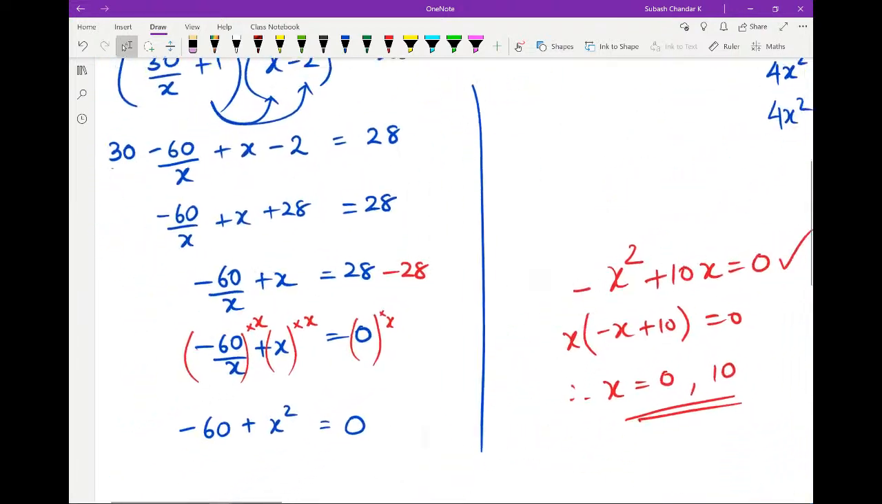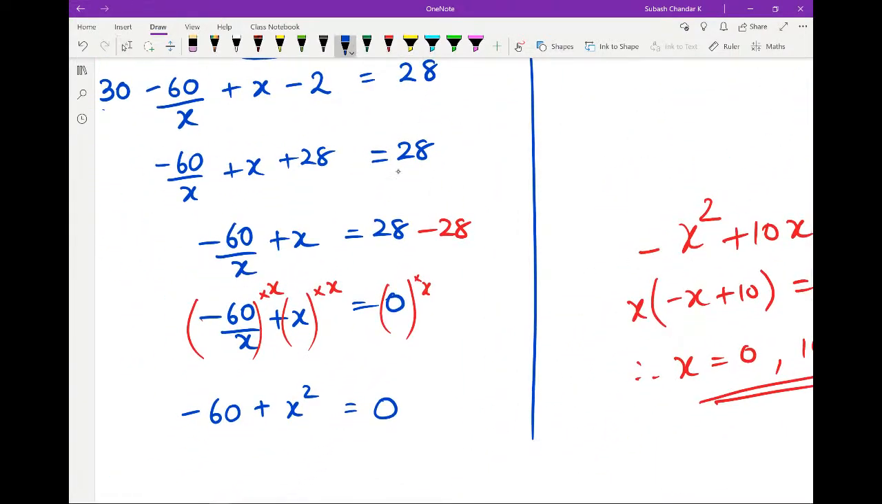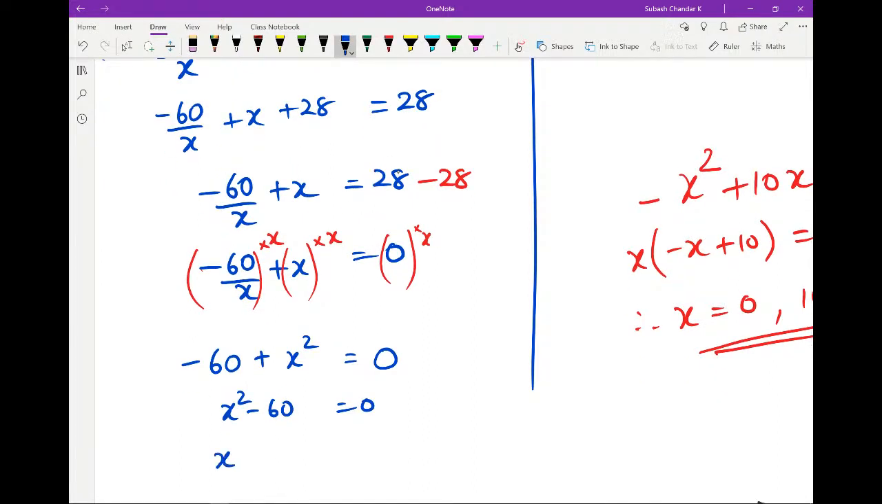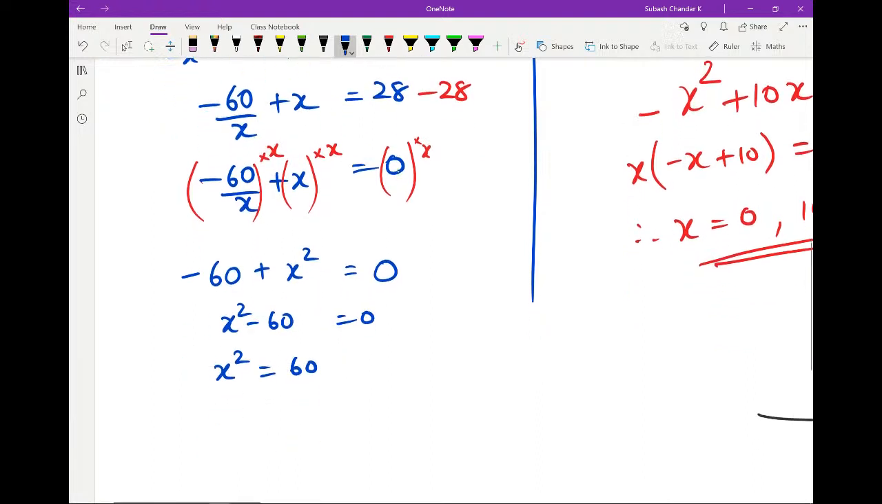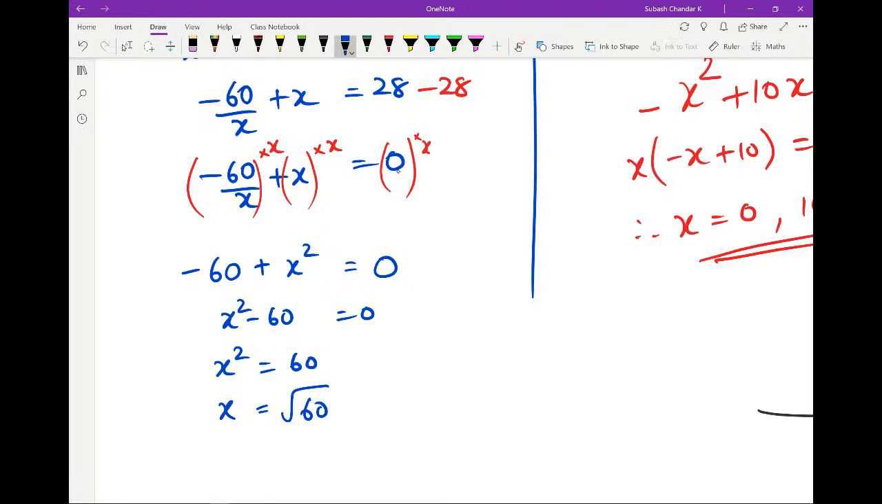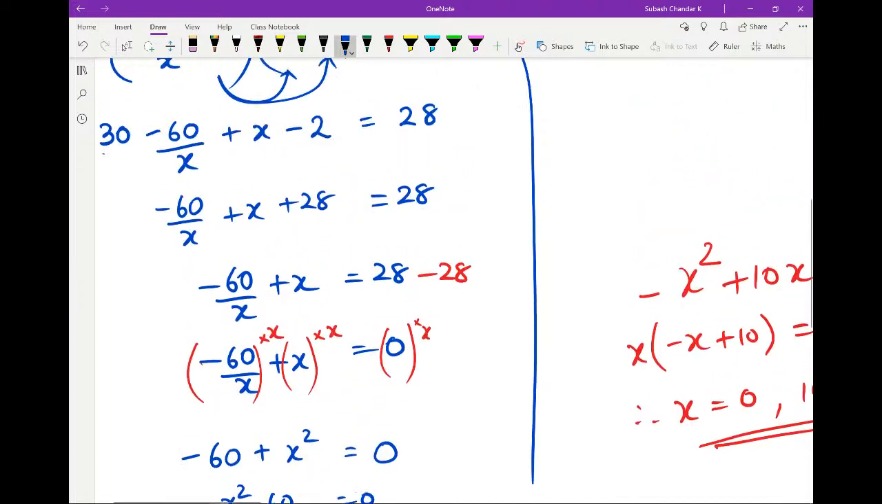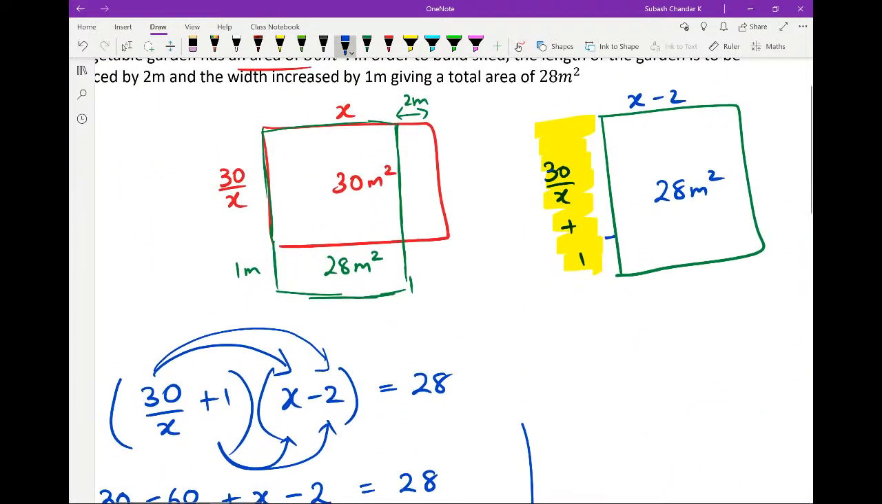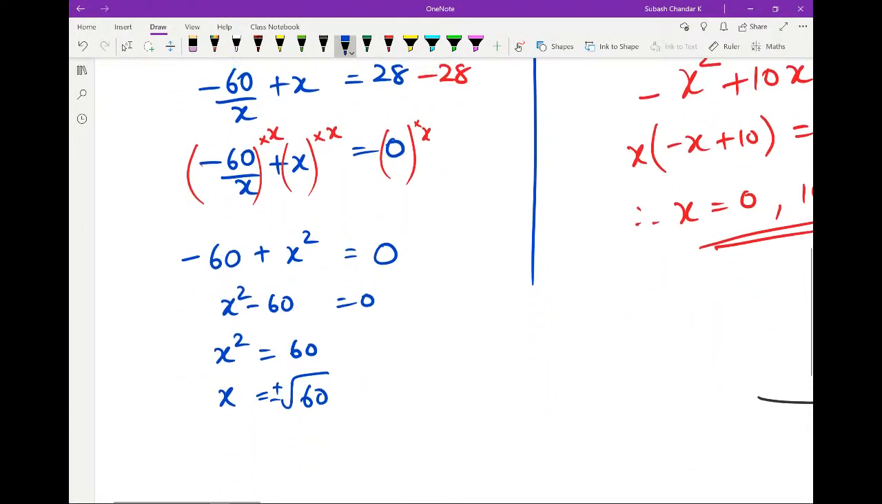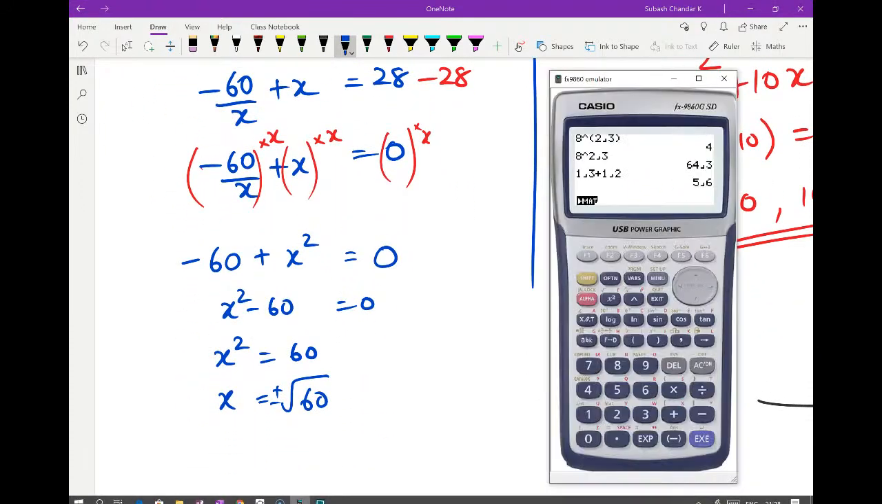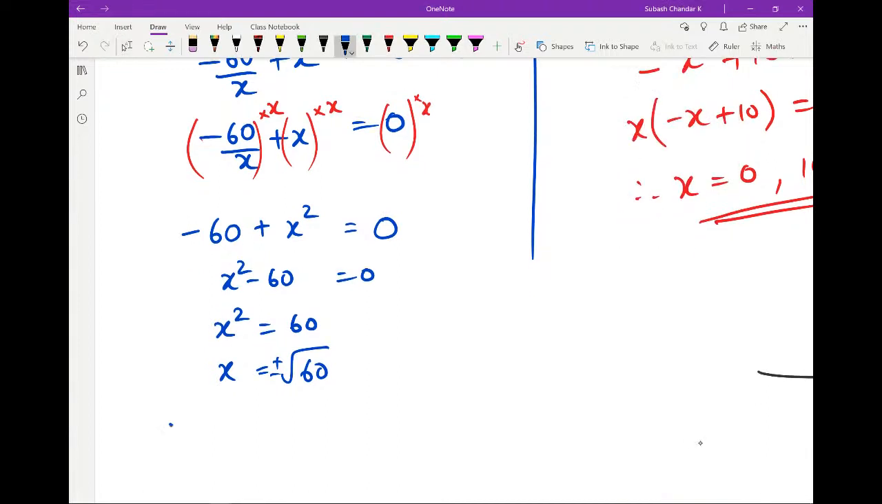No, maybe not. Okay, and then at this point what we have is x squared minus 60 equals 0. So we can say that x squared is equal to 60, or x is equal to the square root of 60, but it's going to be plus or minus. We can't really have x as a negative number, I think it won't actually work out. So we're going to do the square root of 60, and we get 7.74. So therefore we can say that x is equal to negative 7.74 or positive 7.74.